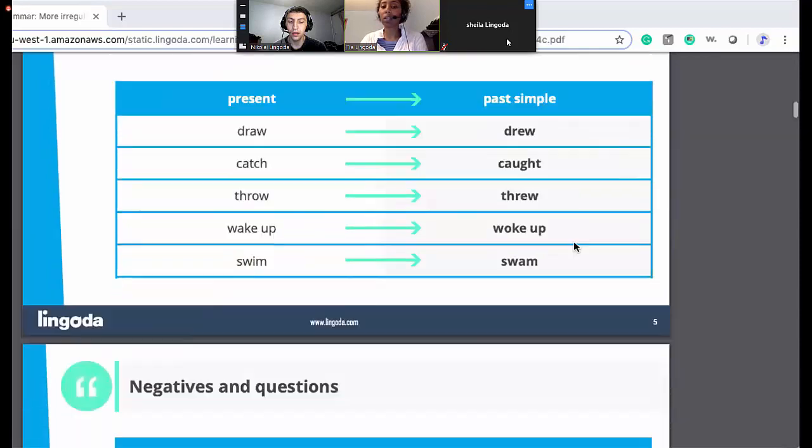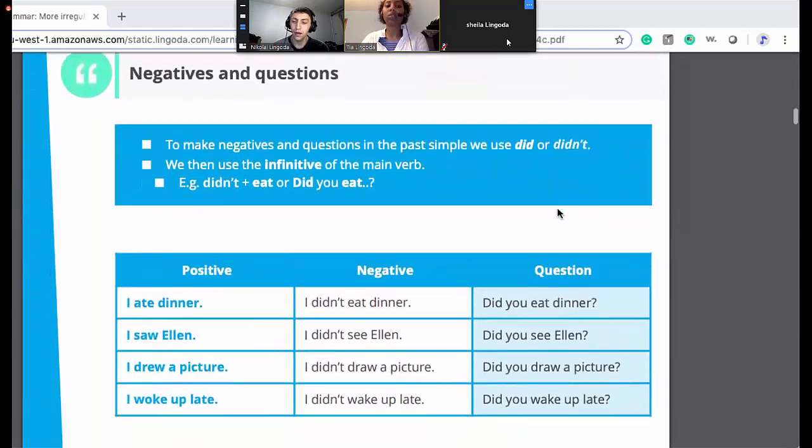So I'm going to go to the next page. Negatives and questions. To make negatives and questions in the past simple, we use did, or didn't in the negative. Then after did or didn't, we use the infinitive. We call it the infinitive of the verb, which is basically the present simple form. But you use the infinitive form of the verb without to, okay?